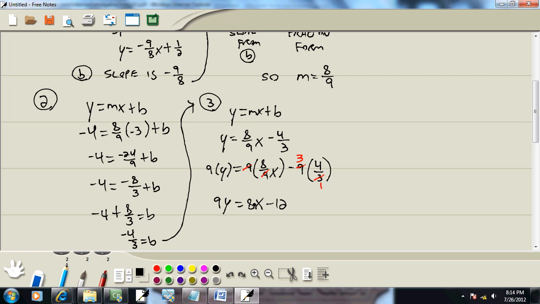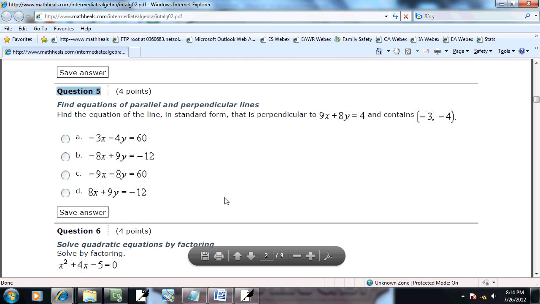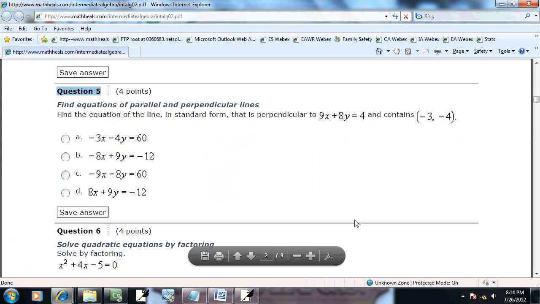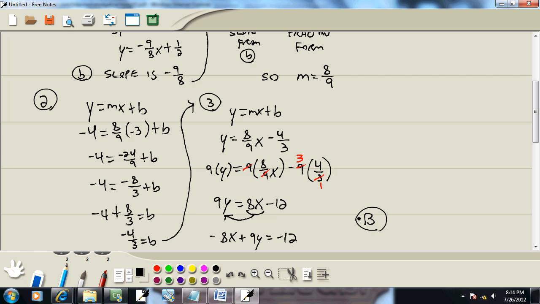Now, a lot of books will have all the variables on one side and the number on the other side. And specifically, they like the first variable alphabetically to have a positive number before it. This book isn't like that. They're happy with negatives before the x part. So I'm going to take the 8x over to the left side, and we got -8x plus 9y equals -12. I should say this came out of an old test bank. -8x plus 9y equals -12. Looks like B is our answer.